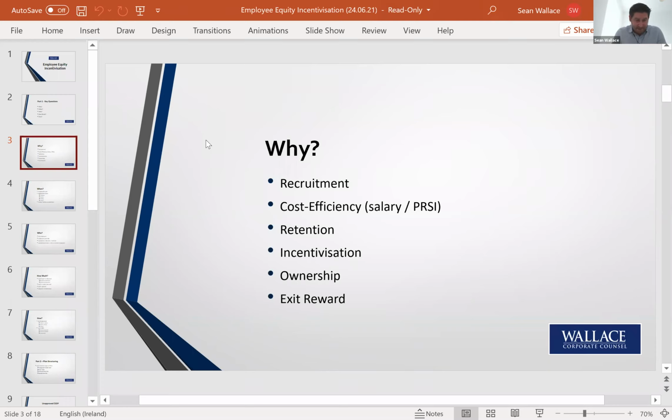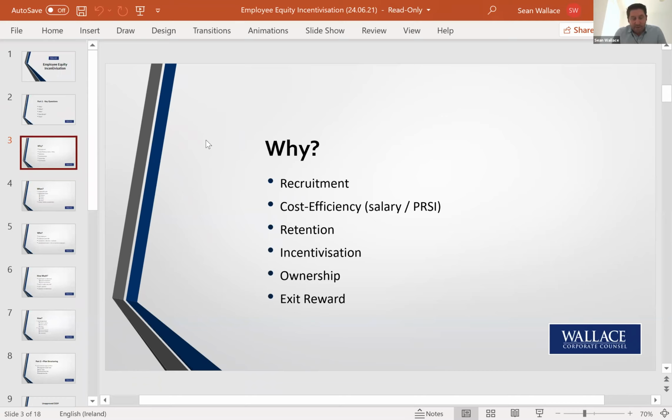The first is it's a really effective recruitment tool, particularly in the technology sector, but it's also becoming more commonplace across other industries. This is seen as almost a must-have for employees looking to join a startup or an early stage company. So it's an effective recruitment tool and something to have in the locker.